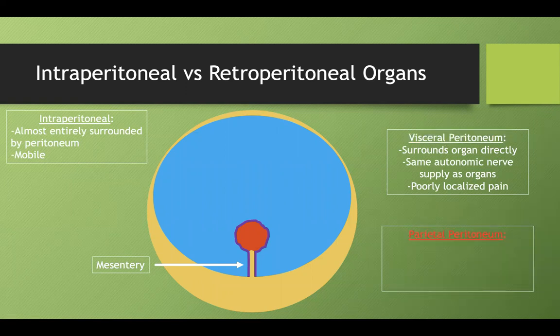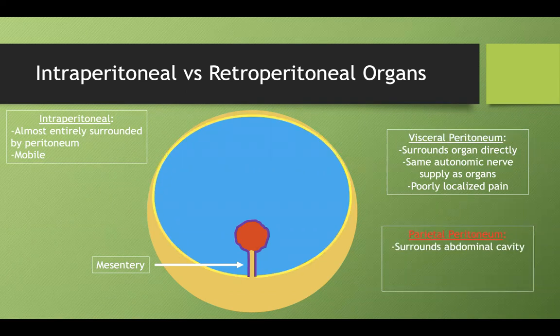On the other hand, parietal peritoneum surrounds the abdominal cavity and not the organs. So I'll highlight it in yellow now. And this type of peritoneum has the same nerve supply as your abdominal musculature. And we have all had a muscular strain in our abdomen before, after a long run, and you feel that localized pain in a specific area. So it's very well localized.